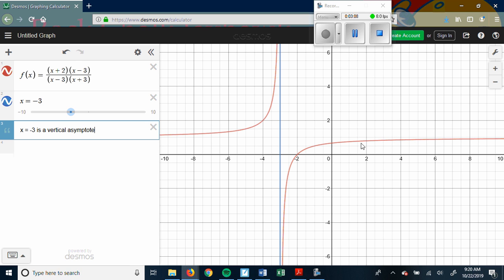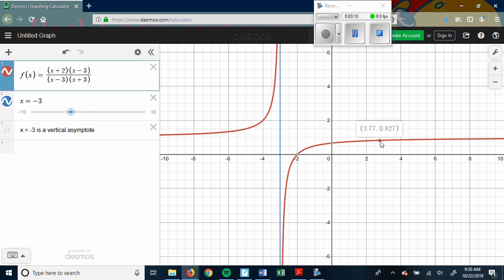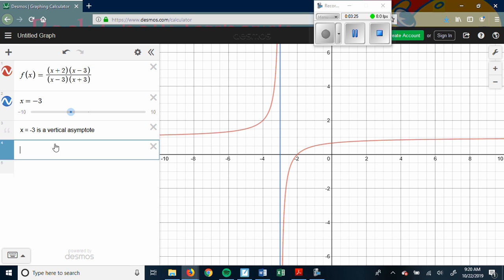So notice what happens when we go to x equals 3. Let's see if we can see it here as we go through. There it is, right there. Desmos doesn't show it to you, but there is a hole in the graph, and you have to click on it to see it. So x equals 3 is a hole in the graph.